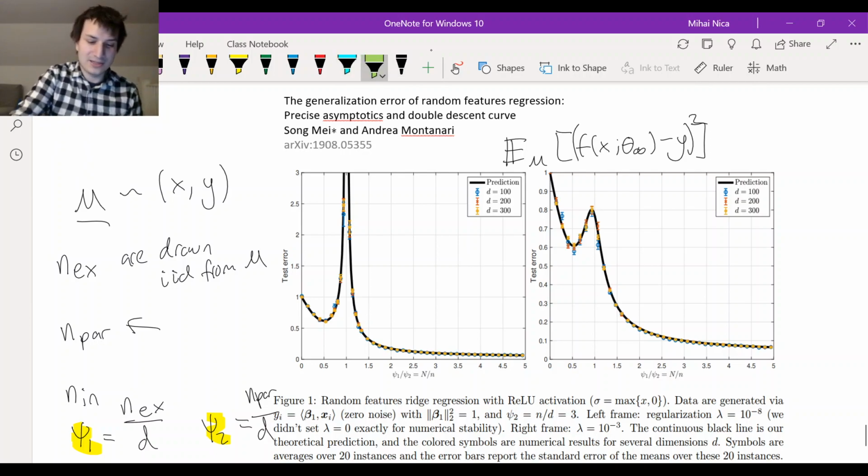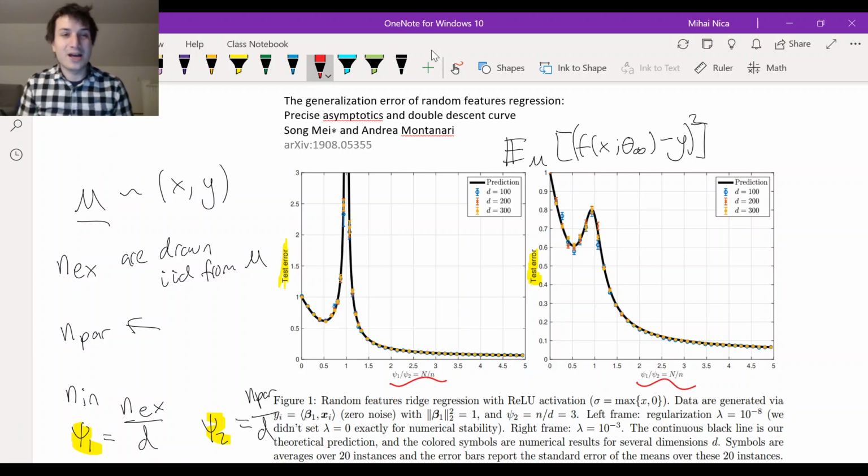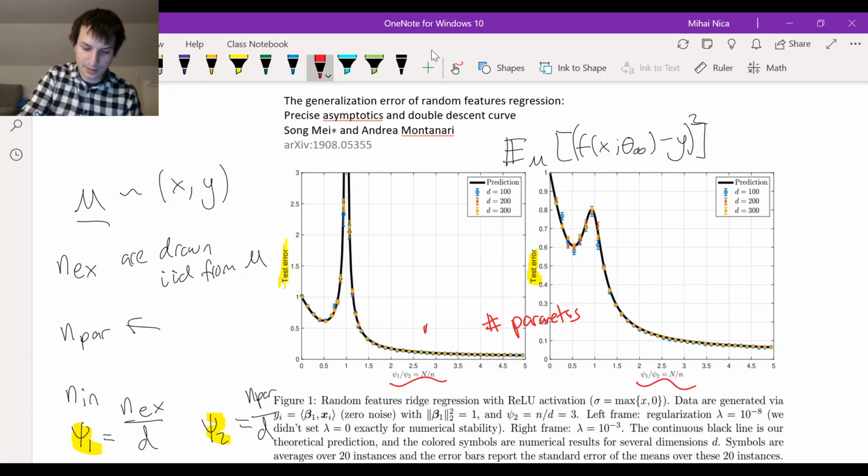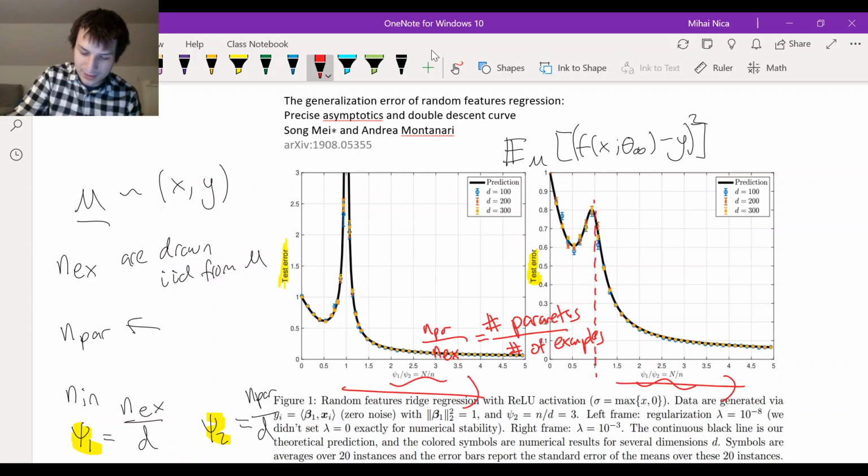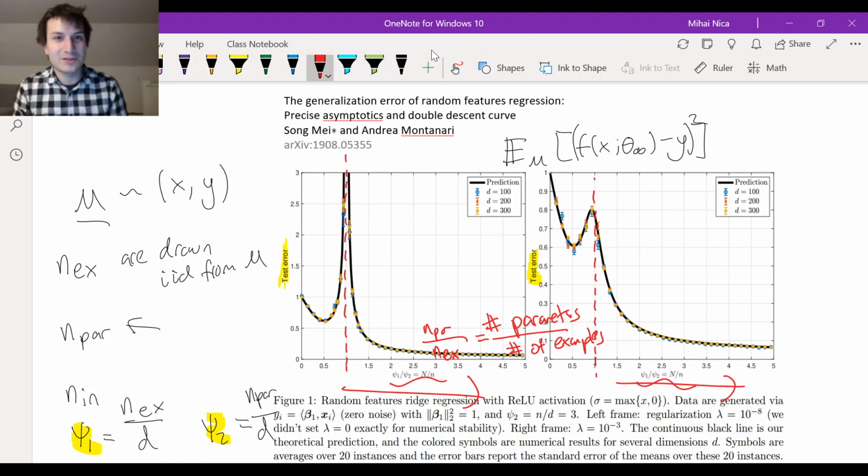So what's plotted here is the test error. That's the error we were describing, how you do on an unseen point, the expected value of f minus y squared. And what's plotted on the x-axis is the ratio of the number of parameters in your model divided by the number of examples. And what you can see is something interesting happens at 1. When you're equal to 1 on the x-axis, that's when the number of training examples is exactly equal to the number of parameters.